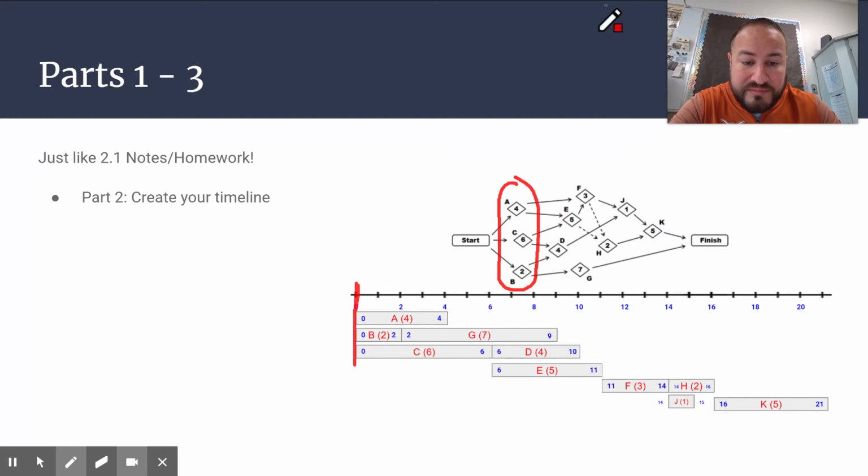Keep in mind that activities like activity D right here, D has to wait for both C and B to be finished. Okay, so D cannot even start until both of them finish. Even though B finishes first, C doesn't finish until hour, week 6, or whatever this is, and then that's why D can start after 6. Okay, and so you're going to be using that information to build your timeline on part 2. Let's create your timeline.